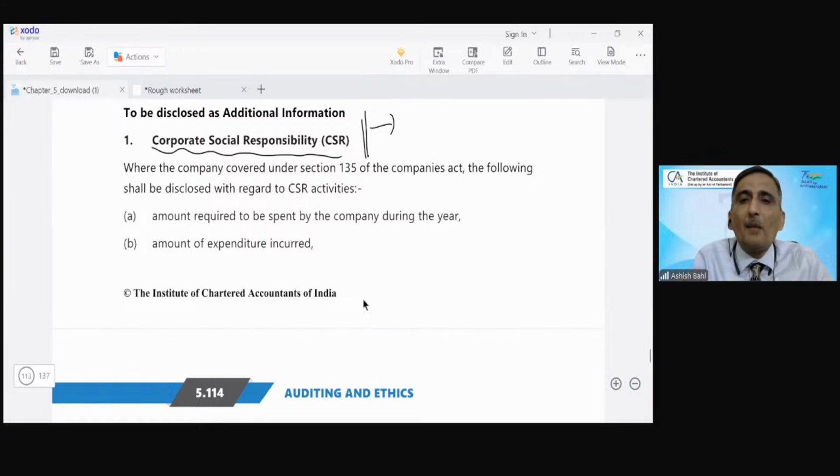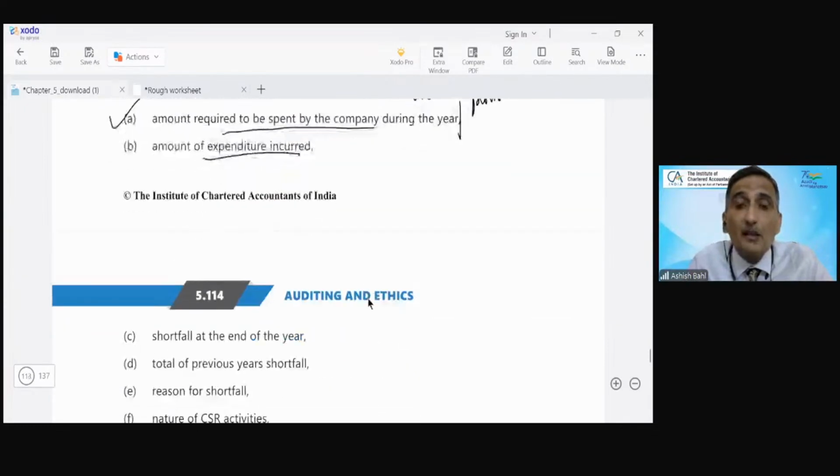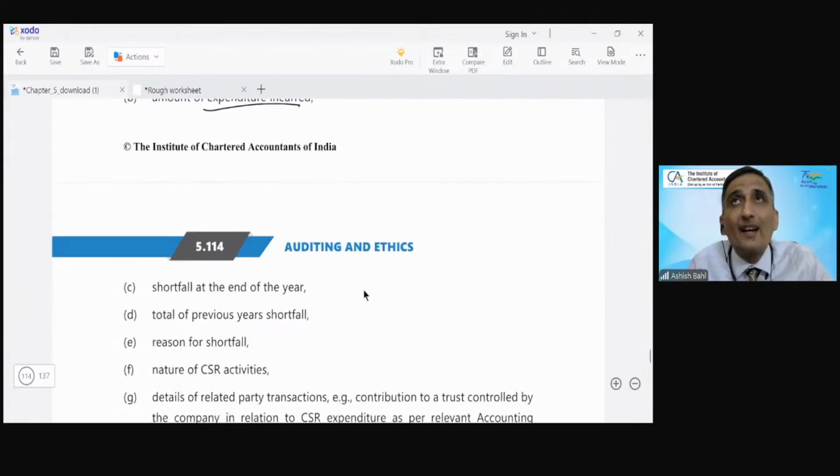So the amount required to be spent by the company during the year under law provisions, under section 135, and the amount of expenditure incurred. In fact, the amount which was actually incurred. Whether there was a shortfall, then the management has to write the shortfall at the end of the year, the total of previous year's shortfall, the reason why there is a shortfall, and the nature of CSR activities undertaken.